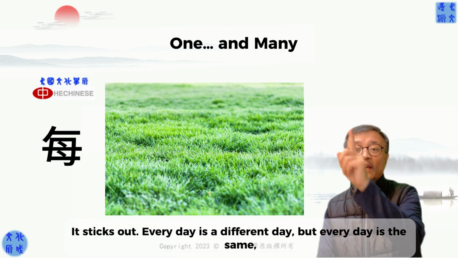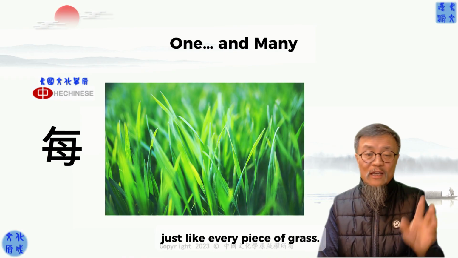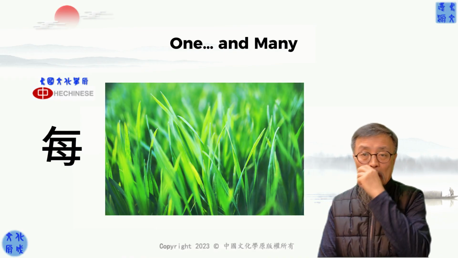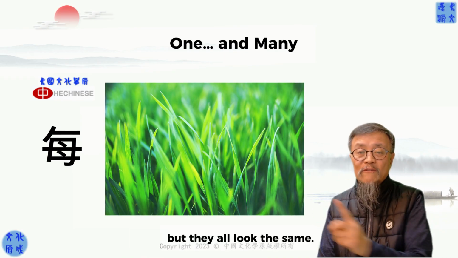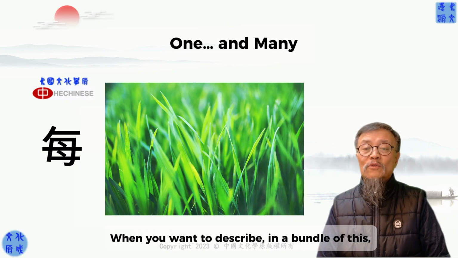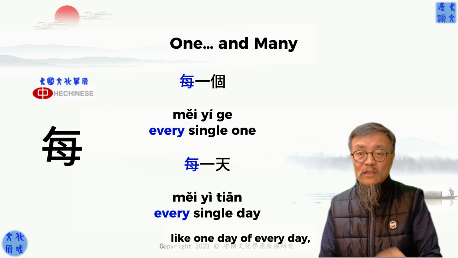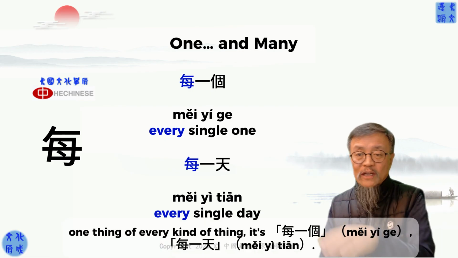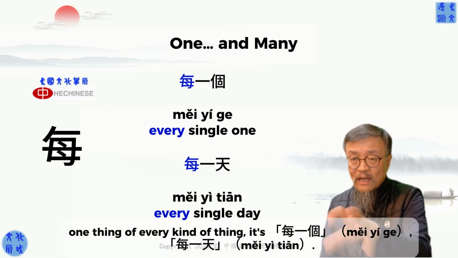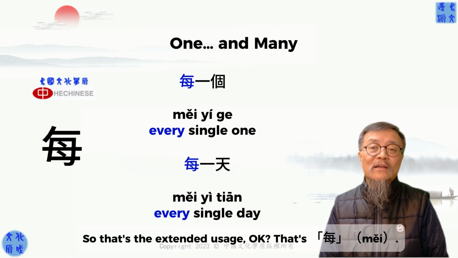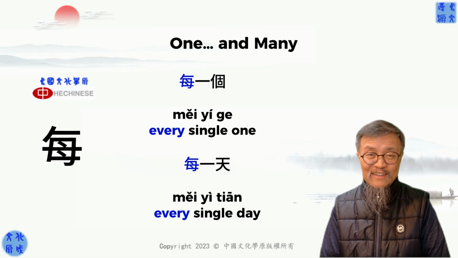Every day is a different day, but every day is the same, just like every piece of grass. They all have their own individual life, but they all look the same. When you want to describe one of a bundle, like one day of every day, one thing of that kind of thing, it is 每一个, 每一天. So it is extended in use. Okay, that's 每.